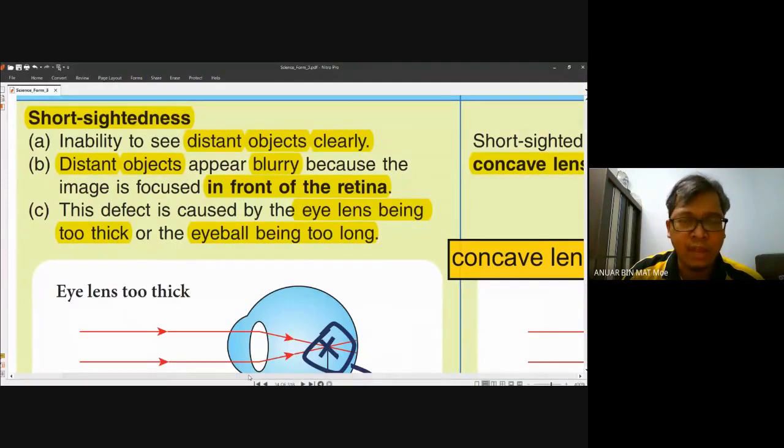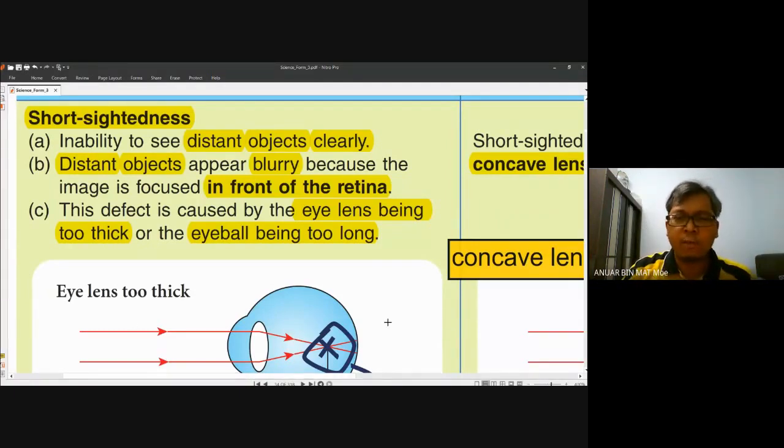Cataract is one of the defects also. Cataract is when your cornea is already not clear, the cornea has already been cloudy. That is another defect, the cornea has got some problem. But in Form 3 you just remember only short sightedness, long sightedness and astigmatism.